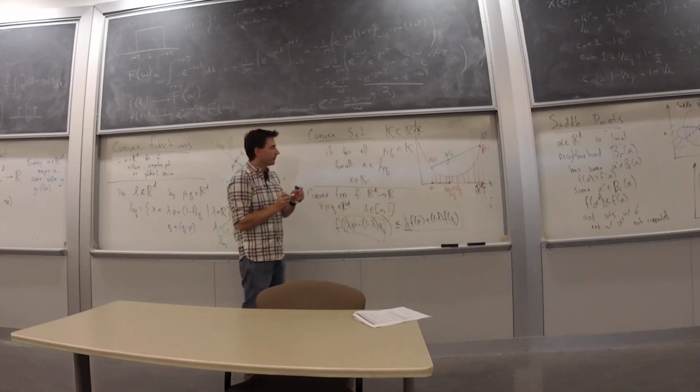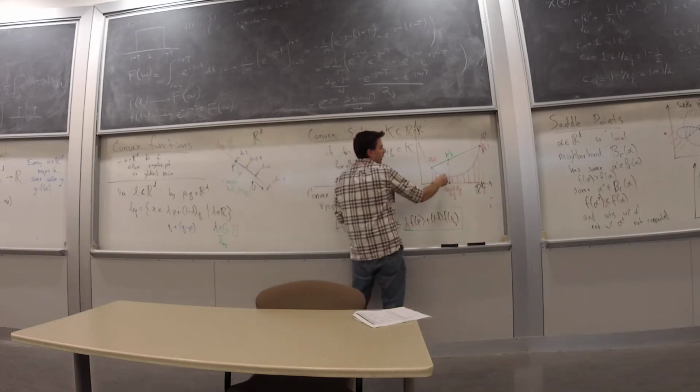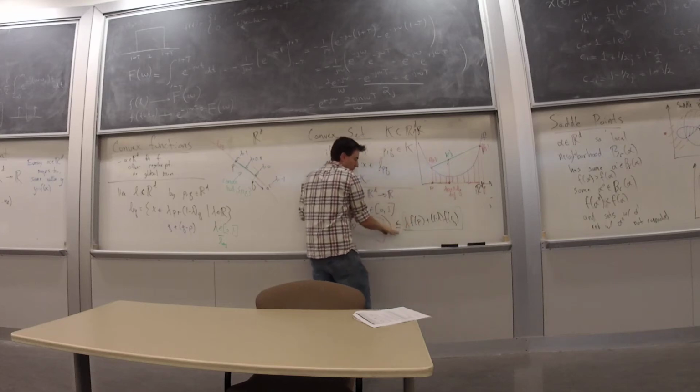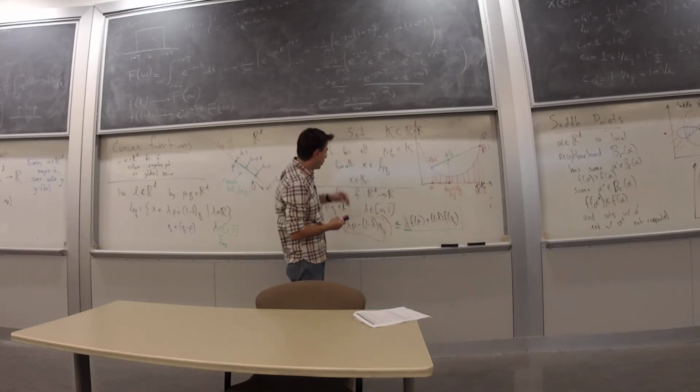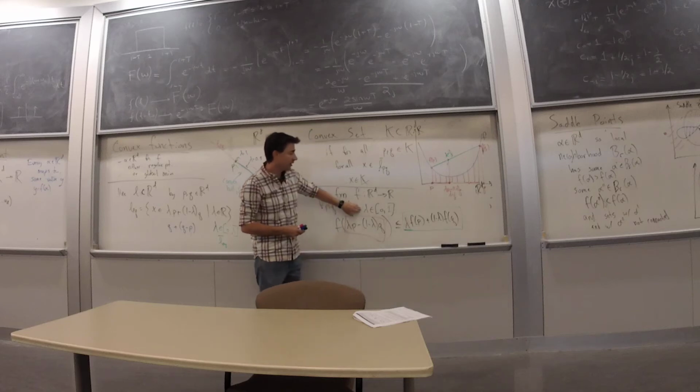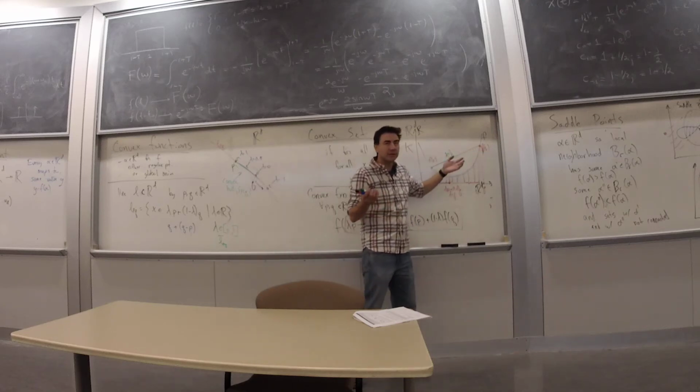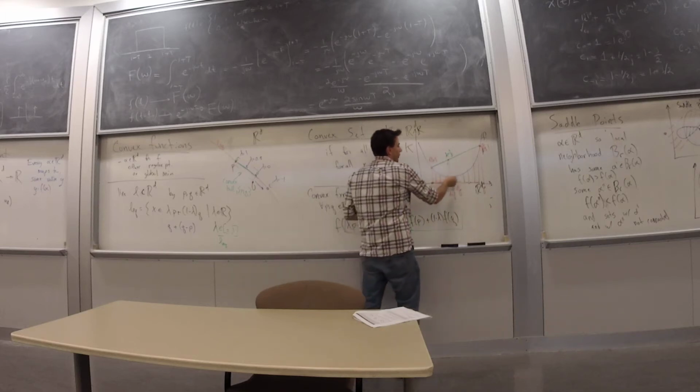Okay, and the blue curve needs to always be below or equal to the green curve. The endpoints are always exactly the same, but the function must be always below.